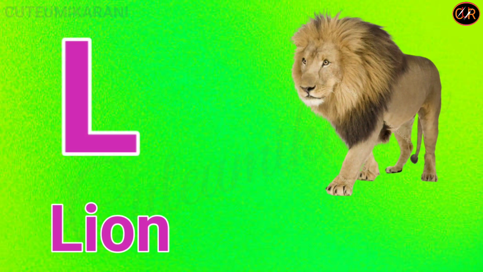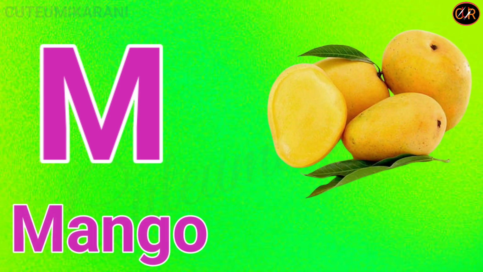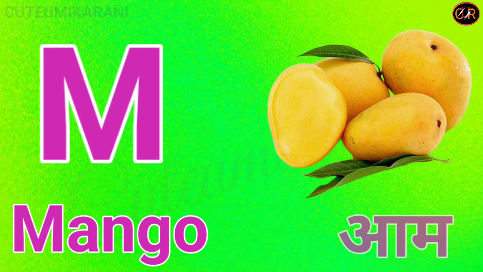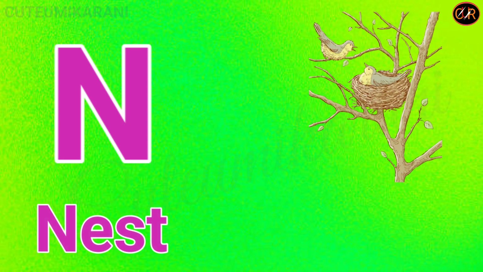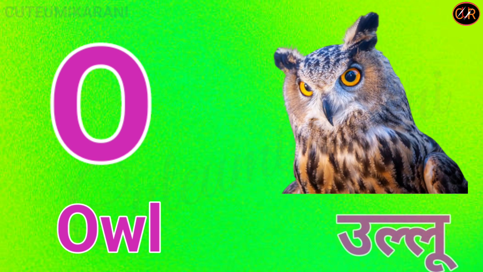L for lion. Lion means chain. M for mango. Mango means palm. N for nest. Nest means kotla. O for all. All means ullu.